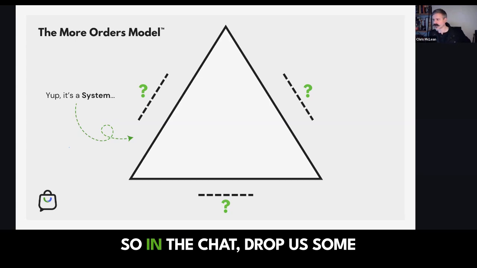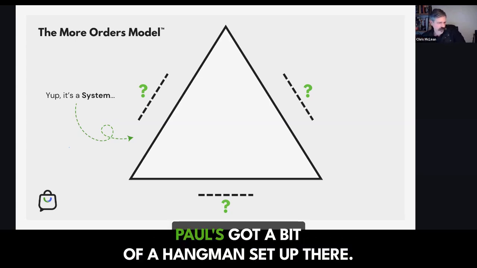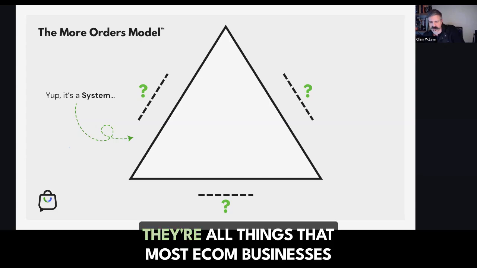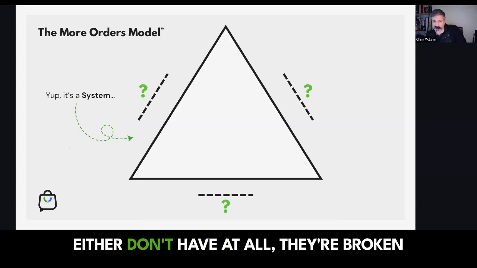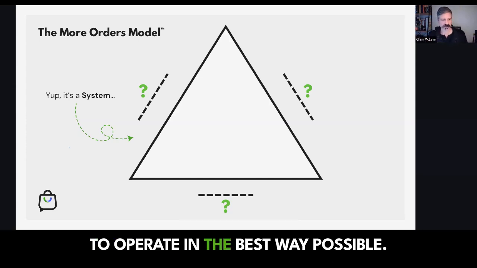So in the chat, drop us some questions, some ideas. Paul's got a bit of a hangman set up there. They all start with S. They're all things that most ecom businesses either don't have at all, they're broken in some way, or they're not fully optimized to operate in the best way possible.